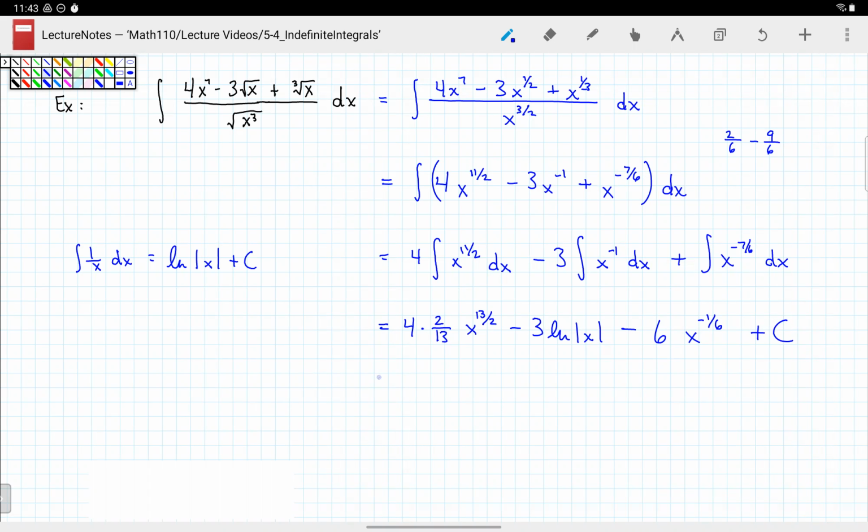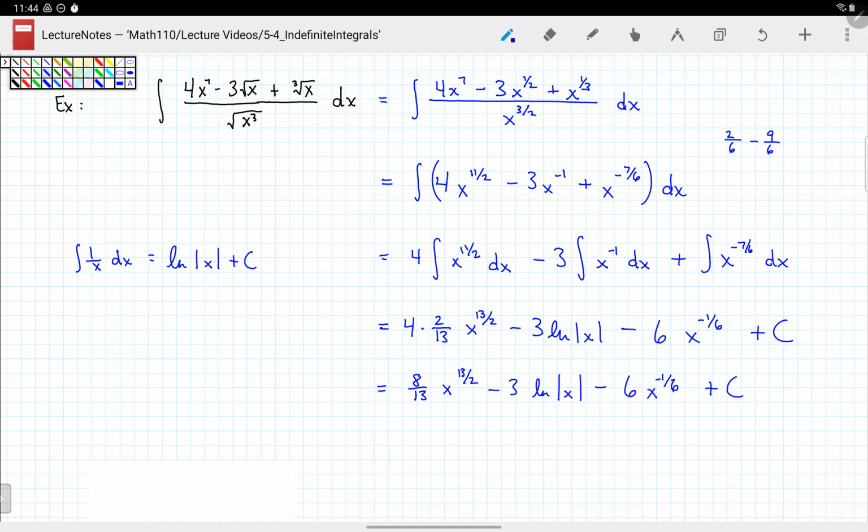So I'm going to simplify this now. This is going to be 8/13 times x to the 13 halves minus 3 times the natural log of absolute value of x minus, we can do 6 over the 6th root of x, or I kind of like power functions at this point, 6x to the -1/6 plus a constant.